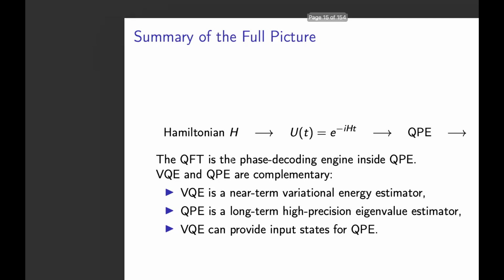So basically, you transform the Hamiltonian into a unitary operation, you perform the QPE, and you extract the energy. You can think of the quantum Fourier transform as the phase decoding engine inside the QPE. And VQE and QPE are complementary: VQE is a near-term variational energy estimator, QPE is a long-term high-precision eigenvalue estimator, and the VQE can provide input states for the QPE.